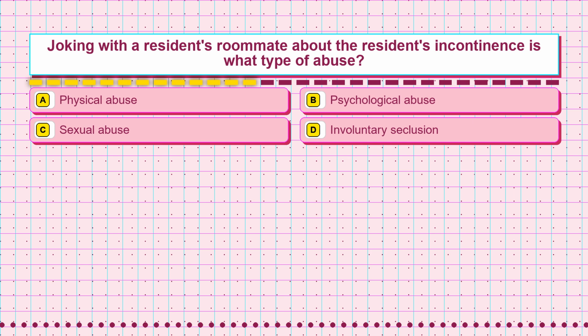Option A, physical abuse. Option B, psychological abuse. Option C, sexual abuse. Option D, involuntary seclusion.